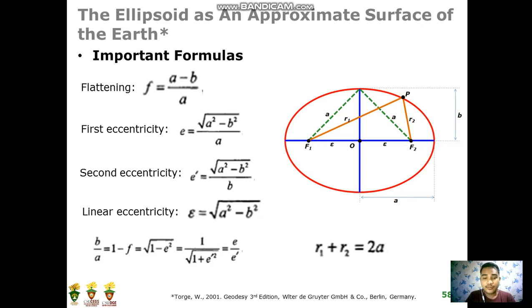In this illustration, we can say that radius 1 plus radius 2 is equal to 2 times the semi-major axis. So, at any point on that ellipse, radius 1 plus radius 2 is equal to twice the semi-major axis.